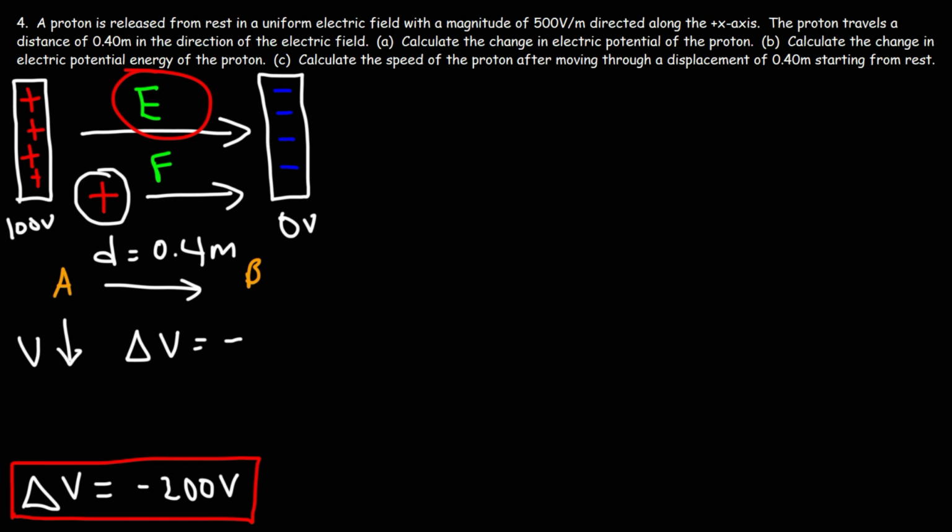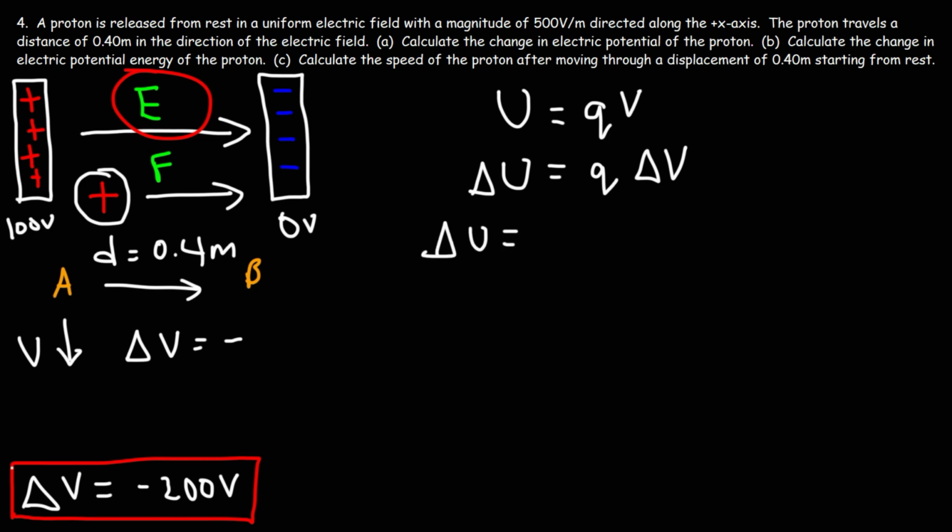Now let's consider part B. Calculate the change in electric potential energy of the proton. So electric potential is measured in volts, but electric potential energy is measured in joules. So how can we calculate the change in electric potential energy? Now recall earlier we said that electric potential energy is equal to the charge times the electric potential. Now we want the change in electric potential energy. So that's going to be the charge times the change in electric potential.